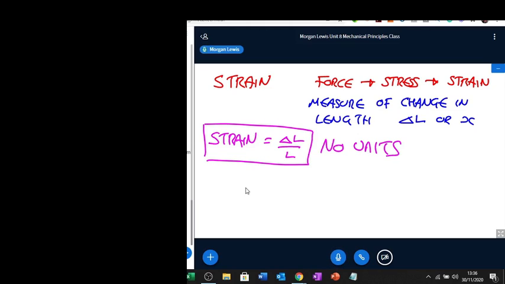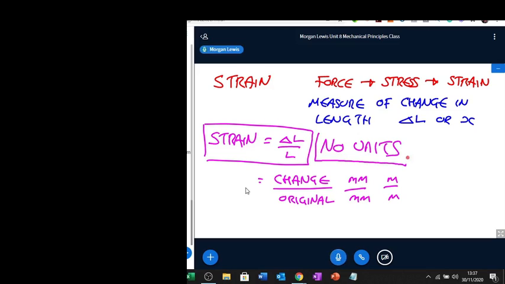Okay. So it's the change, whether that's been squashed or pulled apart, change over really the original. That's all that is. So the strain is the change over the original. If that's in millimeters, this has got to be in millimeters. If that's in meters, that's got to be in meters. So it doesn't matter what unit they're in, as long as they're both in the same unit. It's a length over length. It's a ratio, really. That was strain.